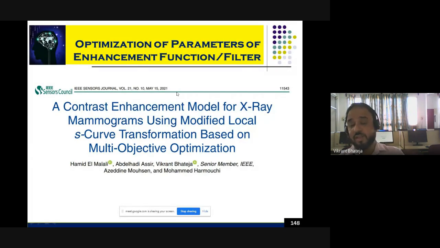So don't think that this was a very big work. It was actually that the scholar has taken up a transformation function for enhancement, and he has just improved it by applying AI multi-objective optimization over there, just to improve the visualization of mammograms and show the diversity of this particular filter on different types of images.